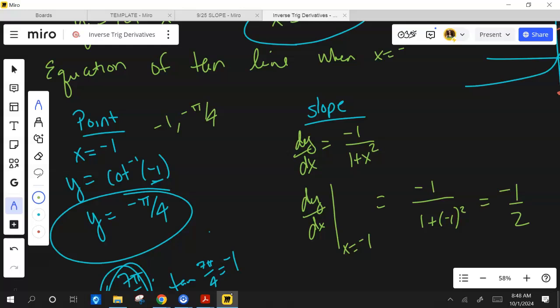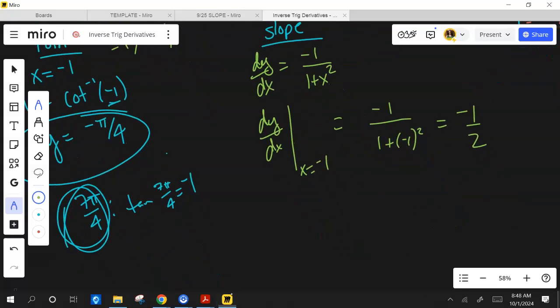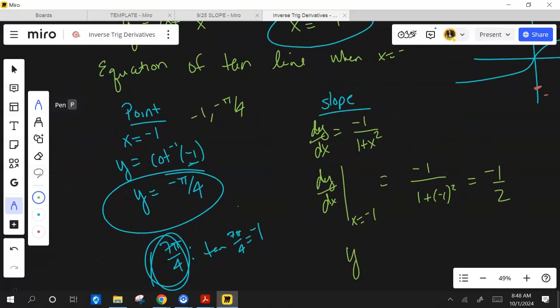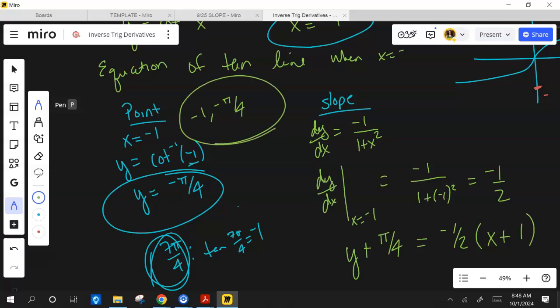Y'all think you're not, but y'all are really good at tan lines now. y plus pi/4, that's the slope. That's this point right here. That's okay, let me do one that doesn't have a domain restriction like that. That'll be a little bit easier for you to see.